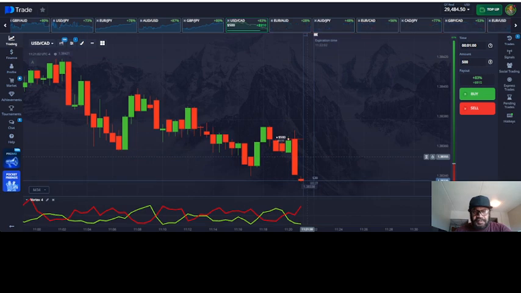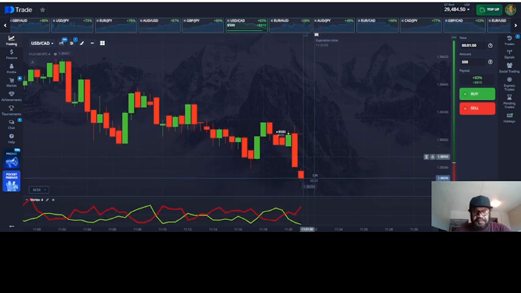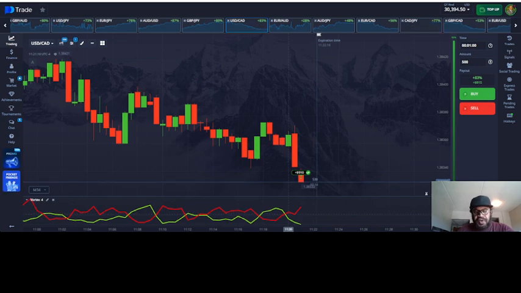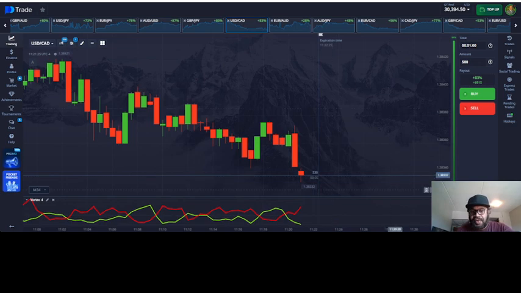And lo and behold, okay, so that trade was in the money. Like I mentioned in the previous trade, as soon as you see the cross, you take the trade in the direction of the cross here. When the red VI line crosses above the green, it's a sell trade. When the green crosses above the red, it's a buy trade. Okay, so I'm going to pause the video and look for our next trade setup.